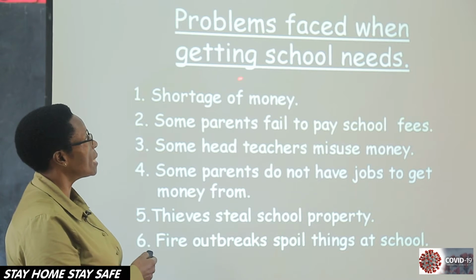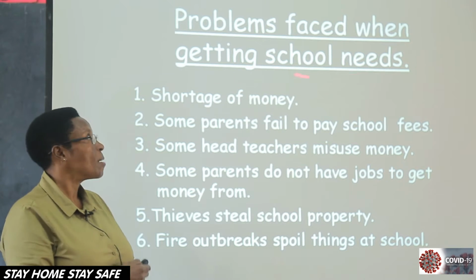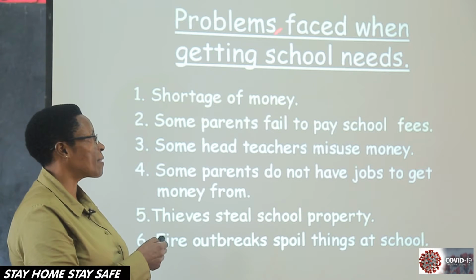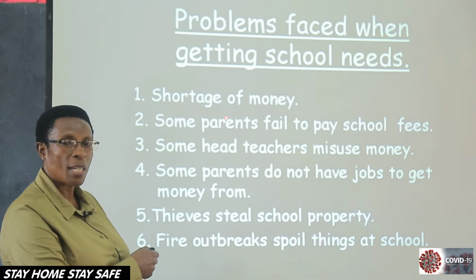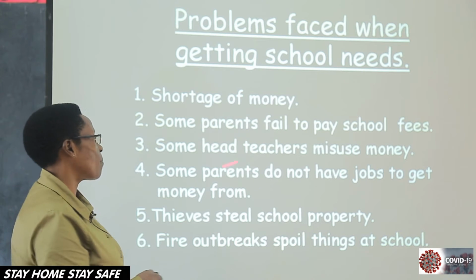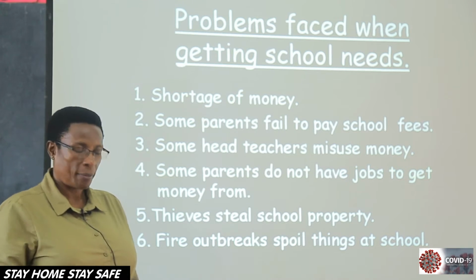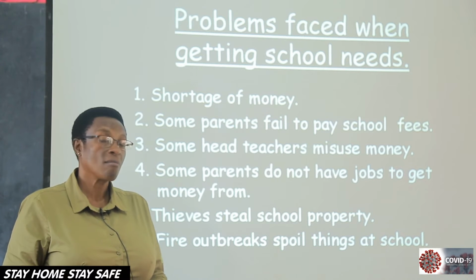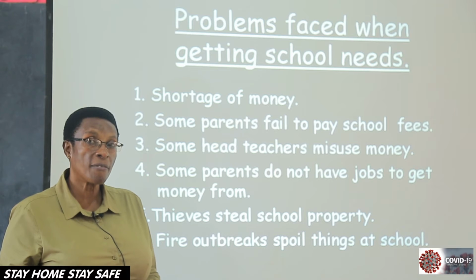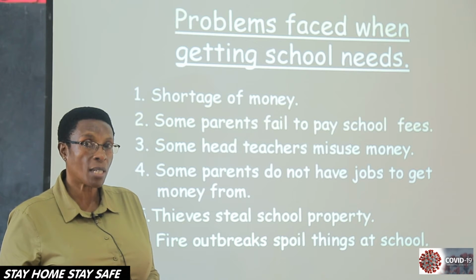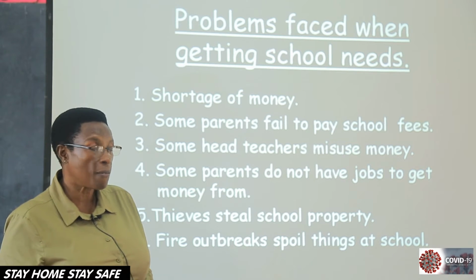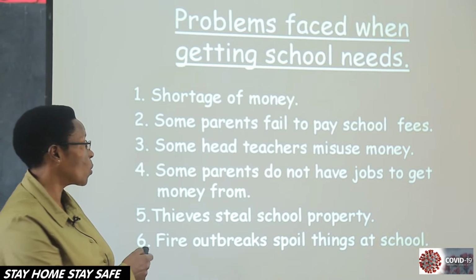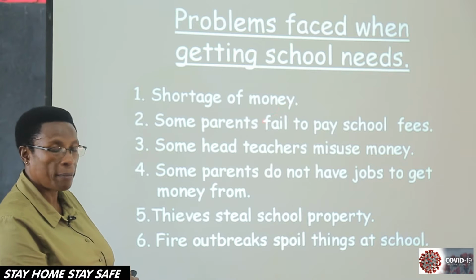Problems faced when getting school needs. Problems faced when meeting school needs. Problems faced when, you can put there another word, look for it and put it there. 1, shortage of money. You may find that there isn't money, they have little money, okay? The money is not enough for the running of the school. So there is shortage of money.